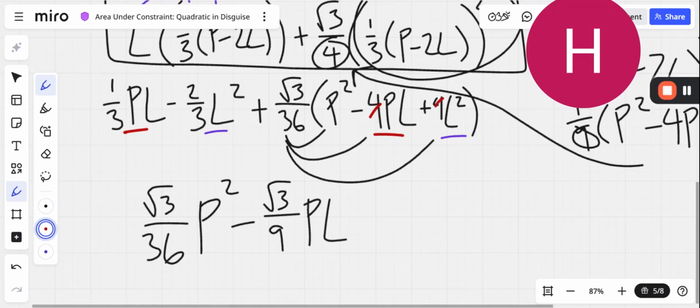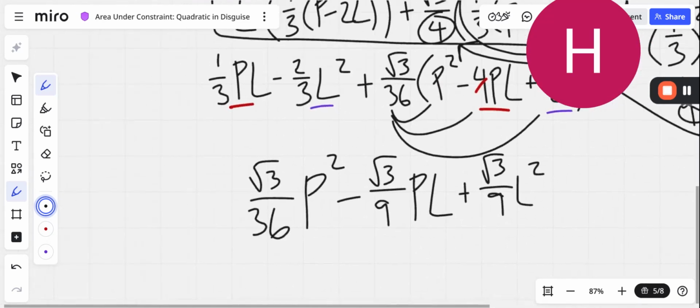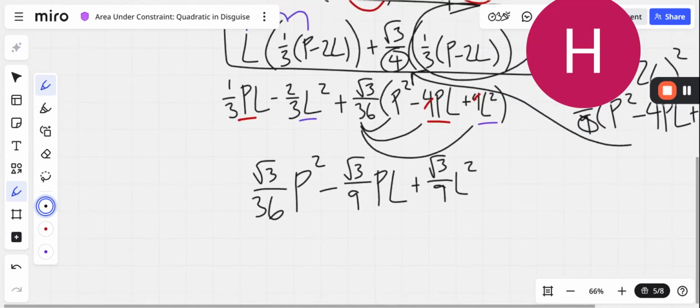And again, we're going to get a little bit of cancellation with 4L squared. So that's going to give me plus root 3 over 9 L squared. Okay, and how can I combine that? Well, I can combine that with this L squared term. That's going to be minus 2/3 L squared.